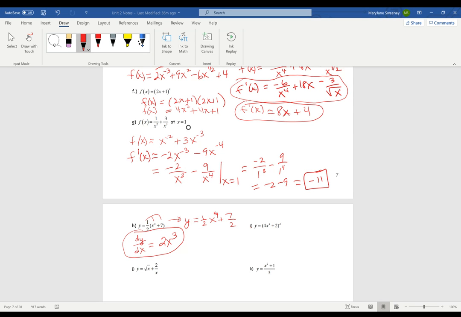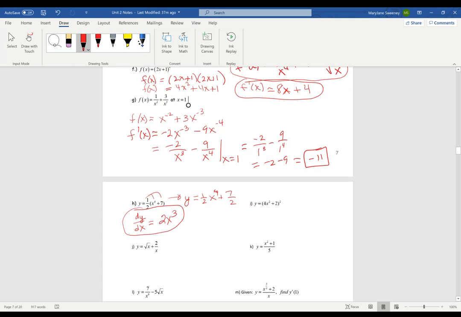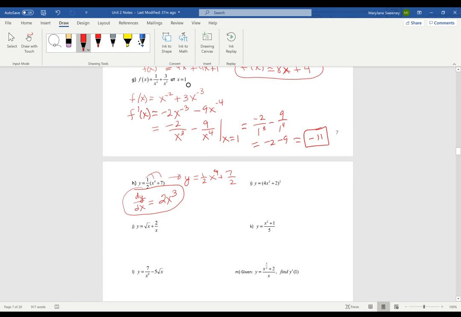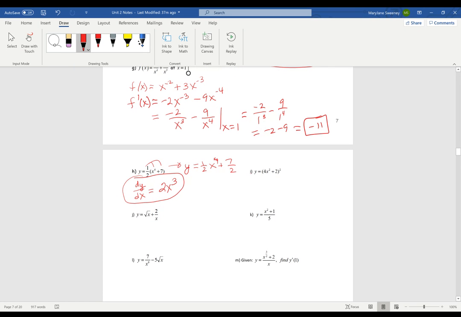I'm going to skip around a little bit because I is similar to one we've done. So is J. For K, you would just rewrite y as x squared over 5 plus 1 over 5. And that even could be written as 1/5 x squared plus 1/5, right? Because this is a 1 up here. So now if you did dy dx, or we could call it y prime, 2 times a fifth is 2/5 x to the first, plus 0.